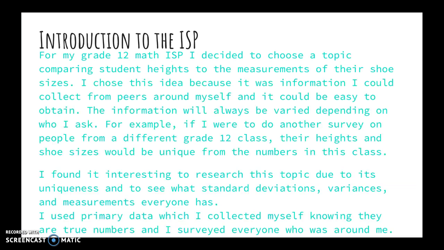Introduction to the ISP. For my grade 12 math ISP, I decided to choose a topic comparing student heights to the measurements of their shoe sizes. I chose this idea because it was information I could collect from peers around myself and it could be easily obtained. The information will always be varied depending on who I ask. For example, if I were to do another survey on the people from a different grade 12 class, their heights and shoe sizes would be unique from the numbers in this class.